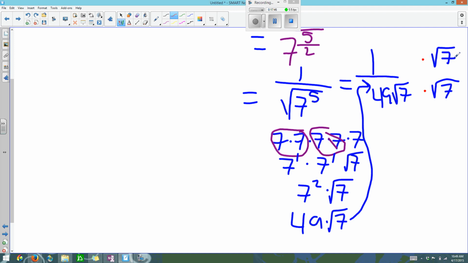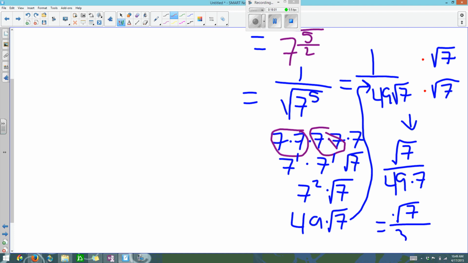Okay, so my answer will now be the square root of 7 over 49 times 7. And it will be the square root of 7 divided by 343. And then you're done.